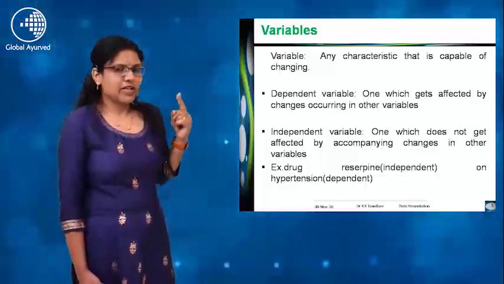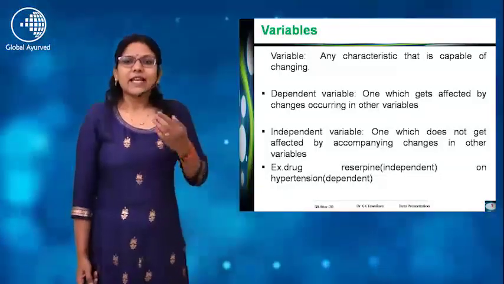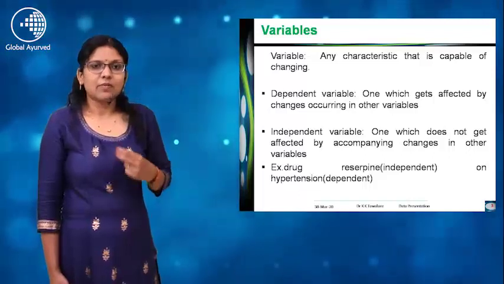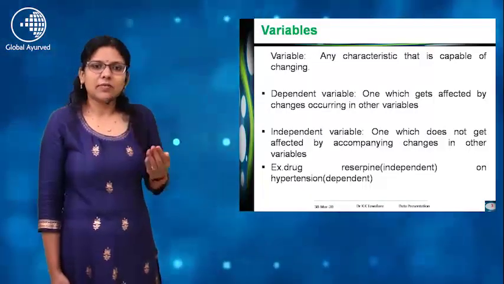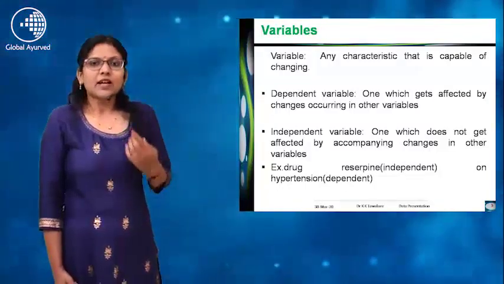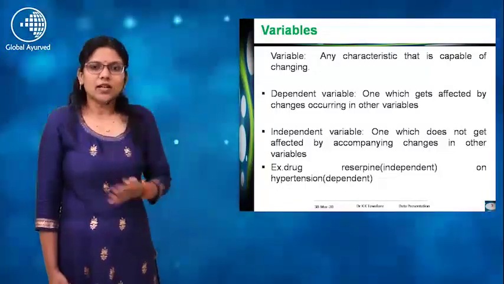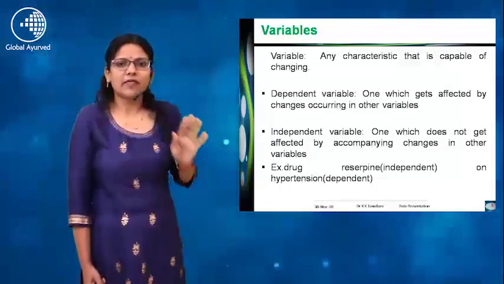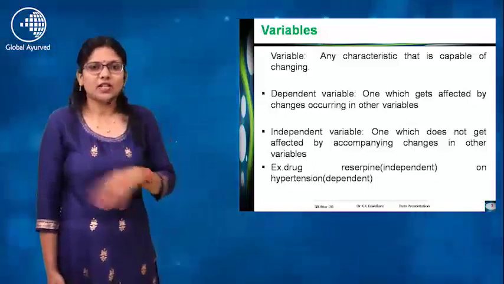What is meant by variable? Variable means any characteristic that is capable of changing. It's called the variable. There are mainly two types of variable, dependent variable and independent variable. Dependent variable means one which gets affected by the changes occurring in another variable, and independent variable means one which does not get affected by any change in another variable.